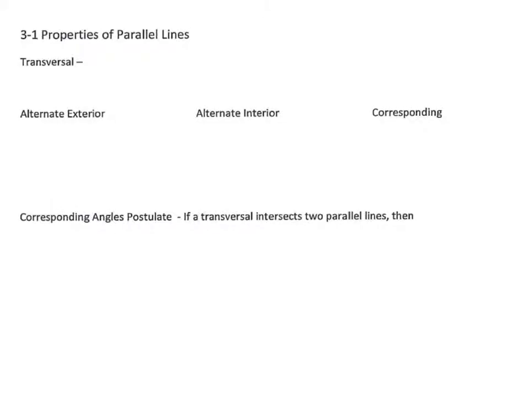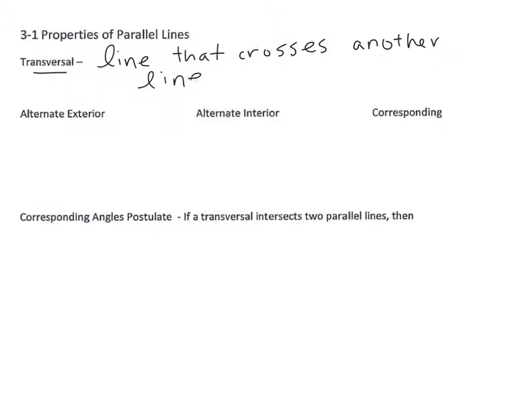The next couple lessons are all about if you have two parallel lines cut by a transversal, all the angles that come up that are congruent or that are supplementary. So the vocab is: a transversal is a line that crosses or intersects another line. In this case, we're going to always be talking about at least two lines.